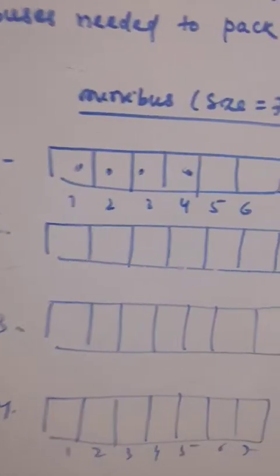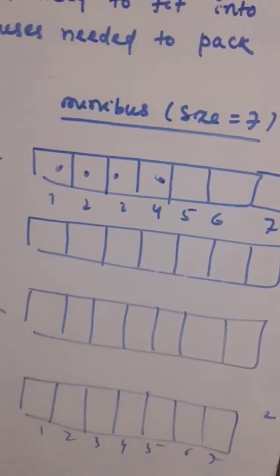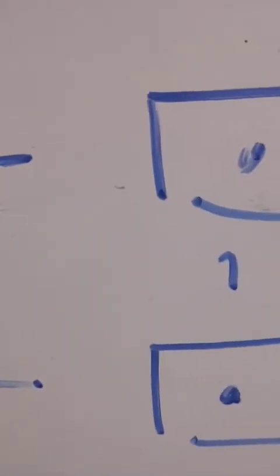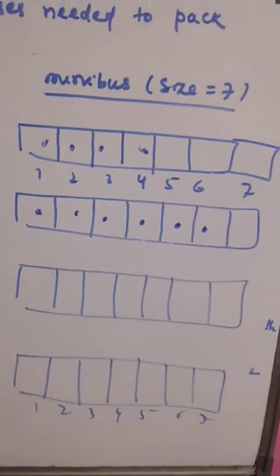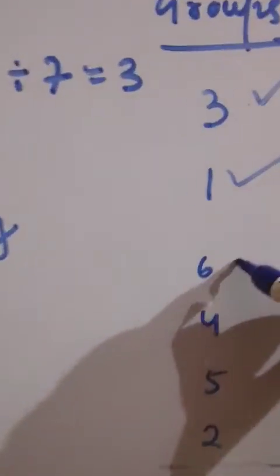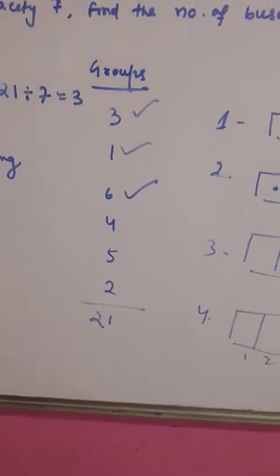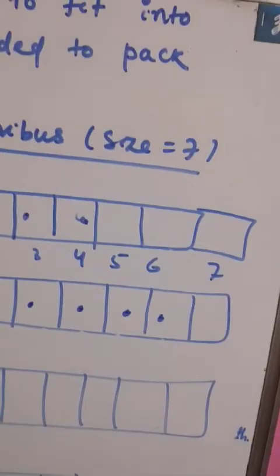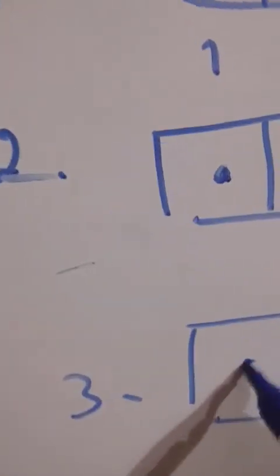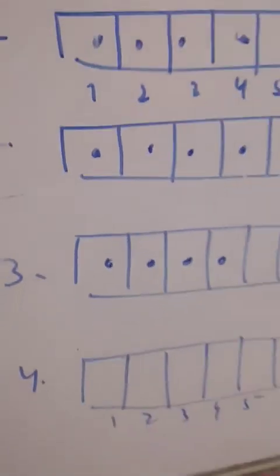Next is 6. Since the first bus has only 3 seats remaining, I cannot accommodate the group of size 6, so I go to the second bus and place the 6 there. Next one is 4. Group 4 cannot be accommodated in minibus 1 because only 3 seats are vacant, and in the second bus only 1 seat is vacant, so we go for the third bus. In the third bus, 4 seats are occupied.